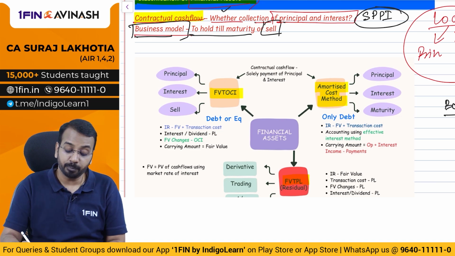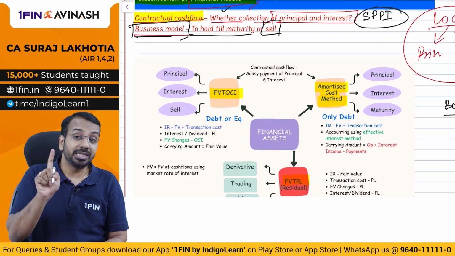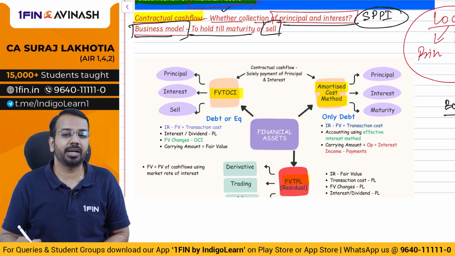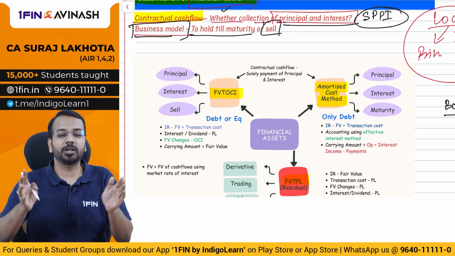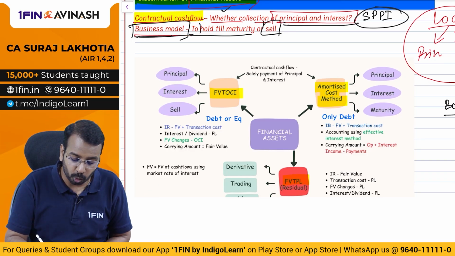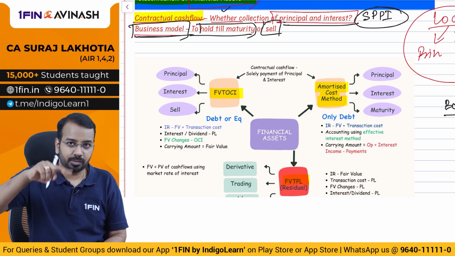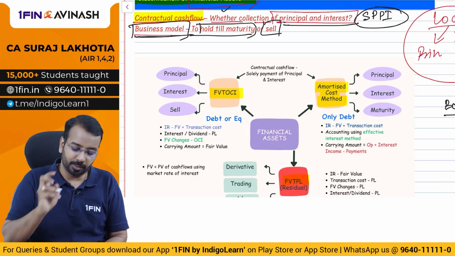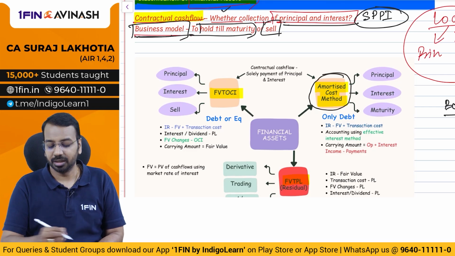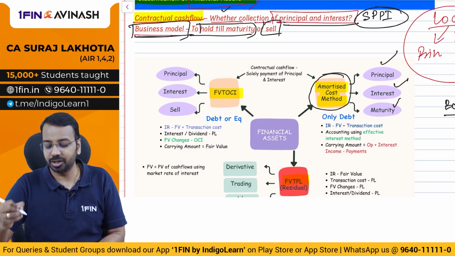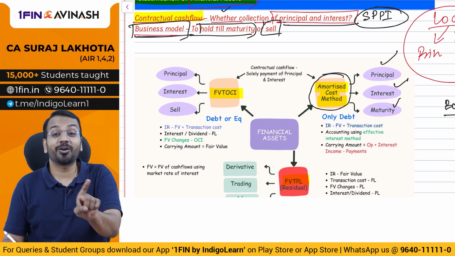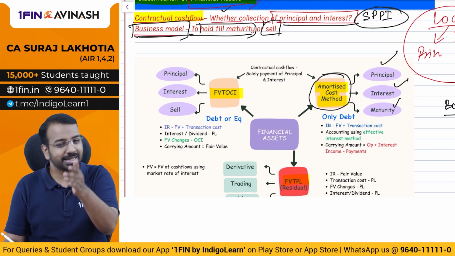Now, if it is a financial asset whose payment is only of principal and interest, with no other payments, and if the business model is to hold till maturity, we apply the amortized cost method. We get principal and interest, and the intention is to hold to maturity. Now one thing, this does not mean that the entity cannot sell it. If the entity wants, they can sell it also.